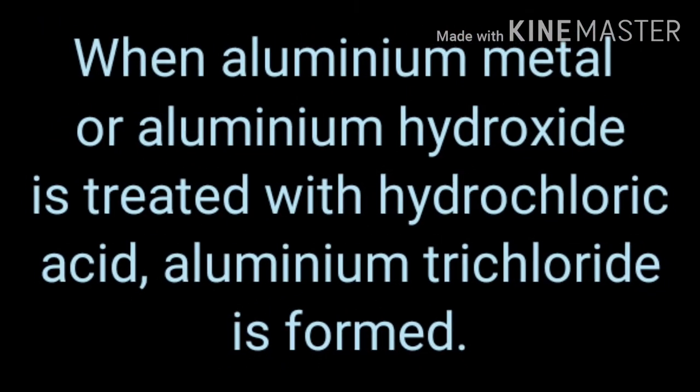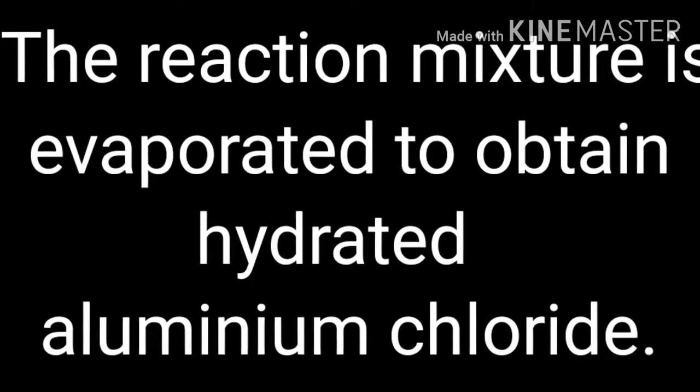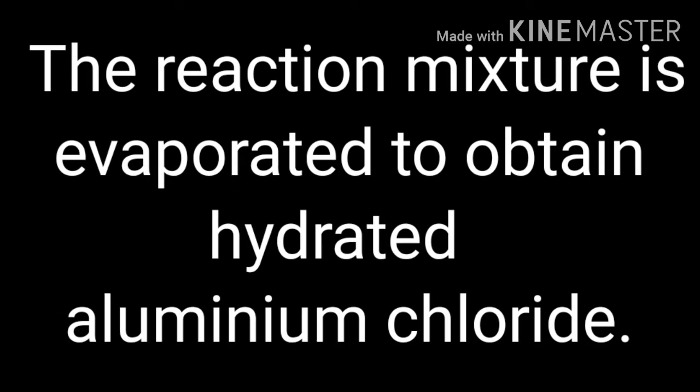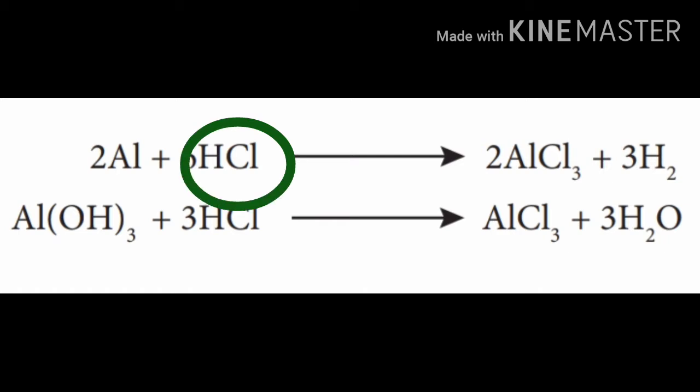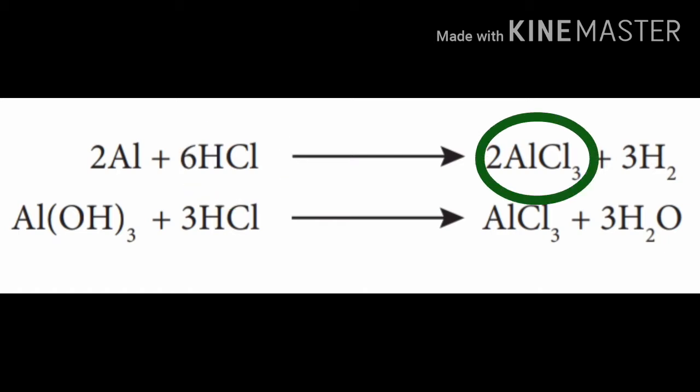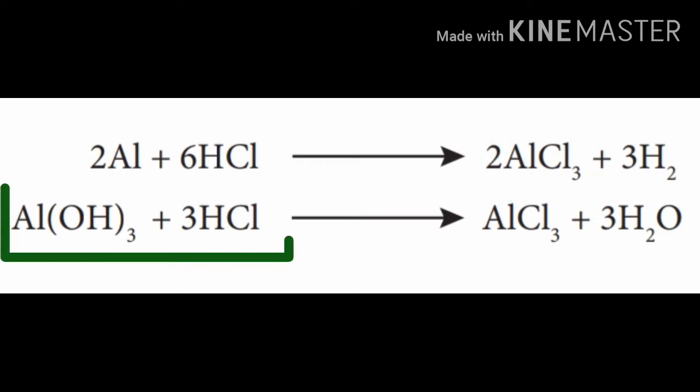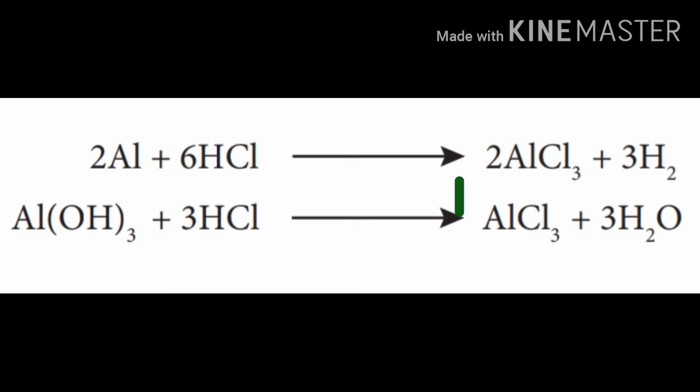When aluminium metal or aluminium hydroxide is treated with hydrochloric acid, aluminium trichloride is formed. The reaction mixture is evaporated to obtain hydrated aluminium chloride. See the reaction, this is aluminium. When it reacts with hydrochloric acid, we are getting aluminium chloride. So this is one preparation. Another preparation is aluminium hydroxide with hydrochloric acid. So we are getting aluminium chloride.